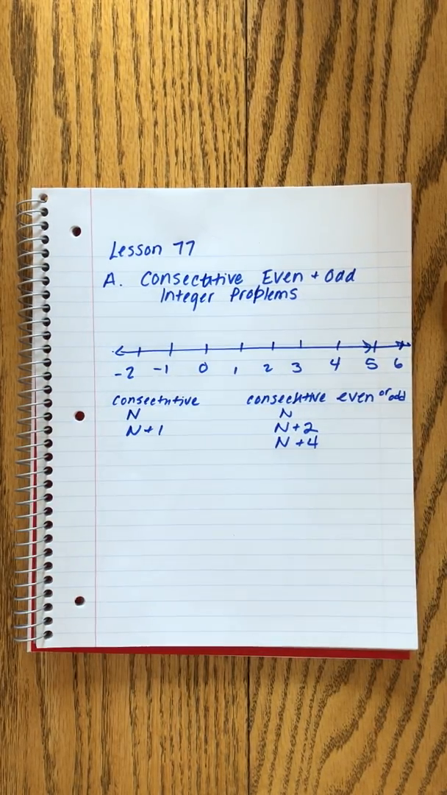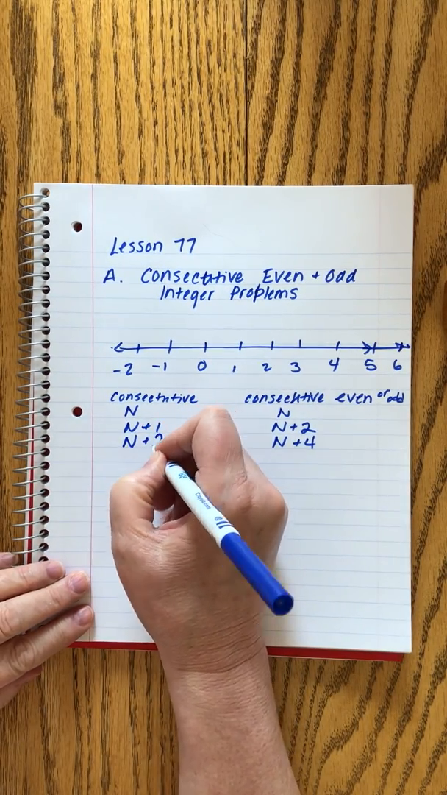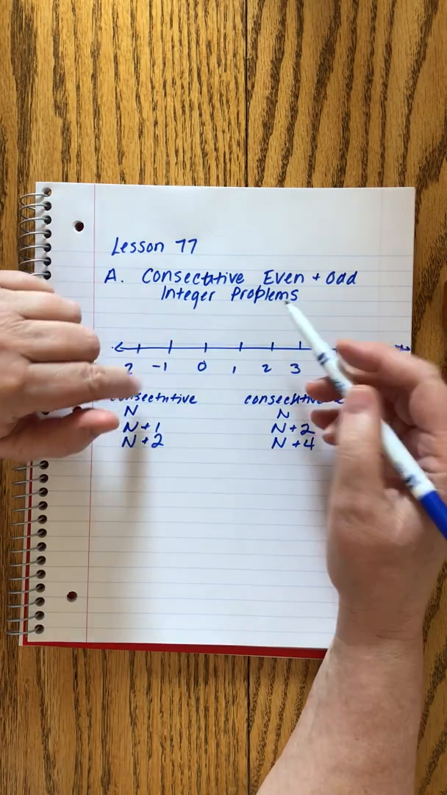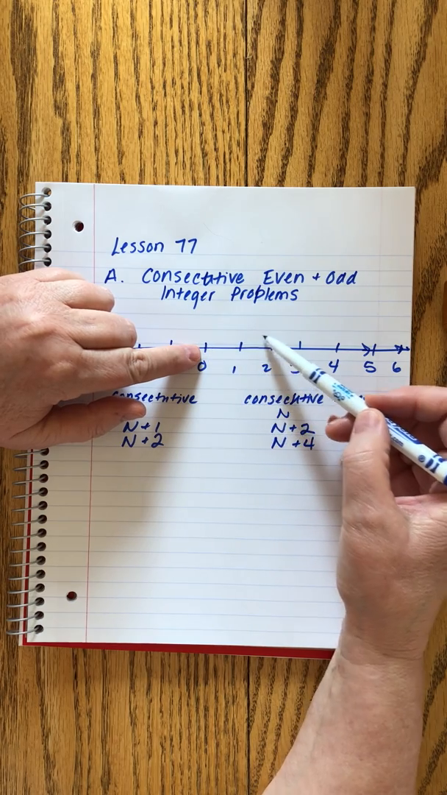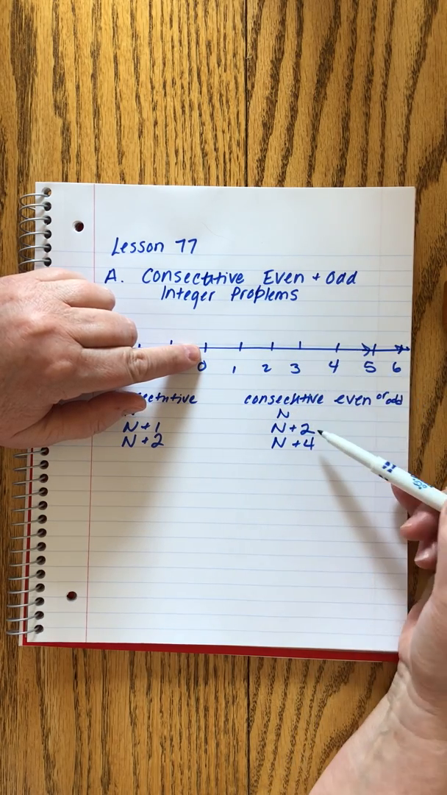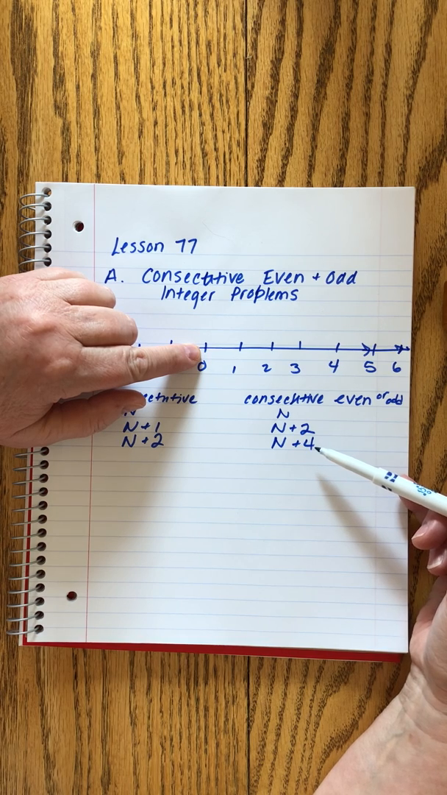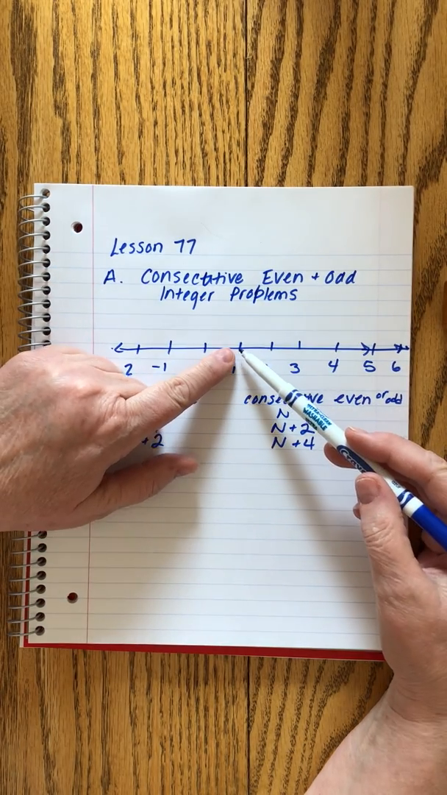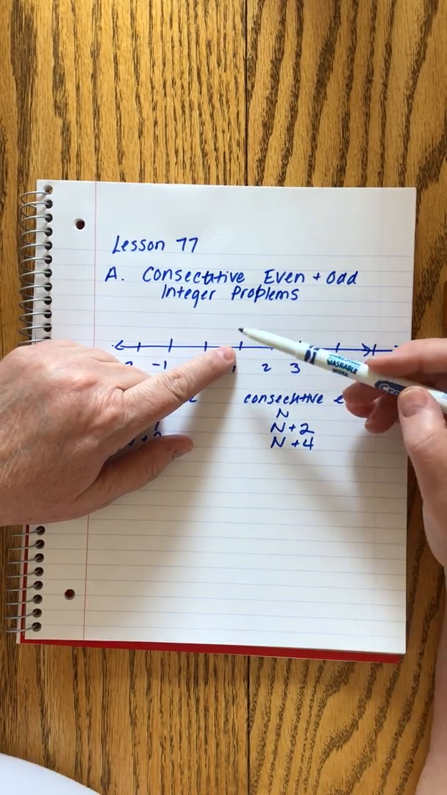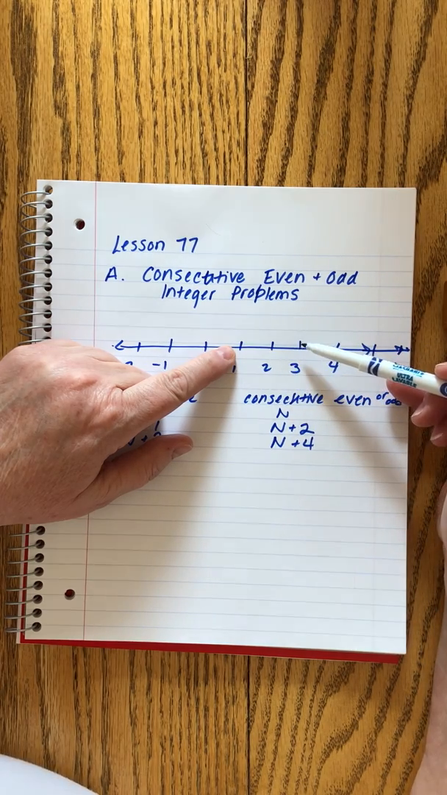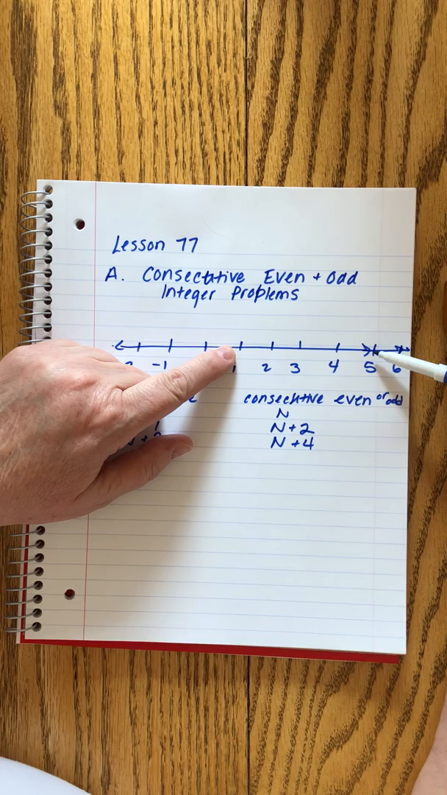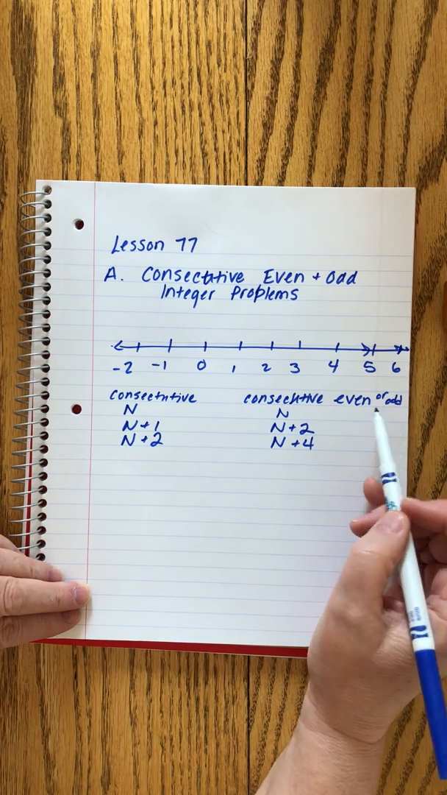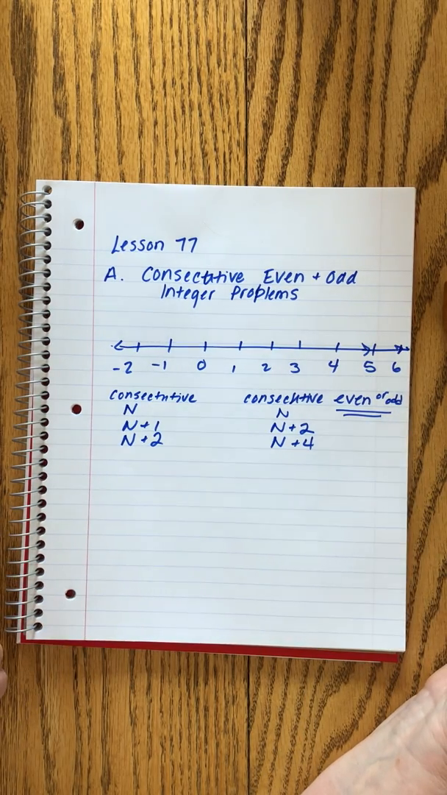Does that make sense? Okay, so with just consecutives, we can take the number plus 1 plus 2, because that gives us 3 in a row. But if we want evens, we have to do every other. So we have to go up by jumps of 2. Now, many students think, well, you can't use the same pattern for odds, but guess what? It's exactly the same pattern. Let's start with 1. The next odd number is 2 jumps away, 3. The next odd number is 2 more jumps away, for a total of 4. That gets us to 5. So this pattern works for even or odd consecutive integers.